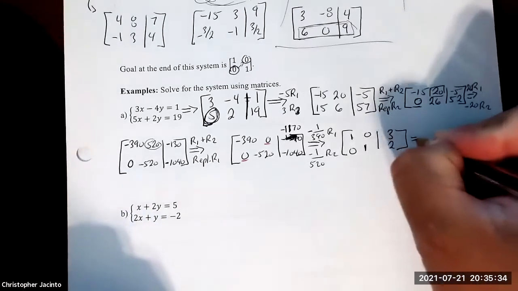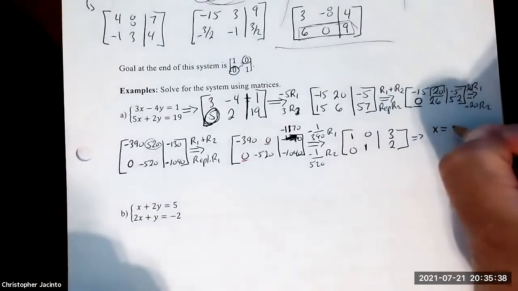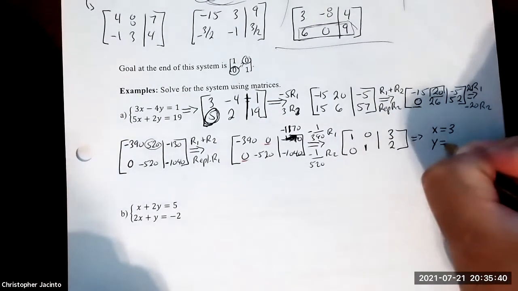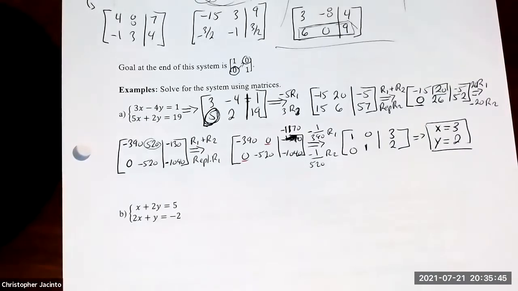So therefore, solving for this system, we know x is going to be 3 and y is going to be 2. And there we go. So this is row reduction format when it comes to it.